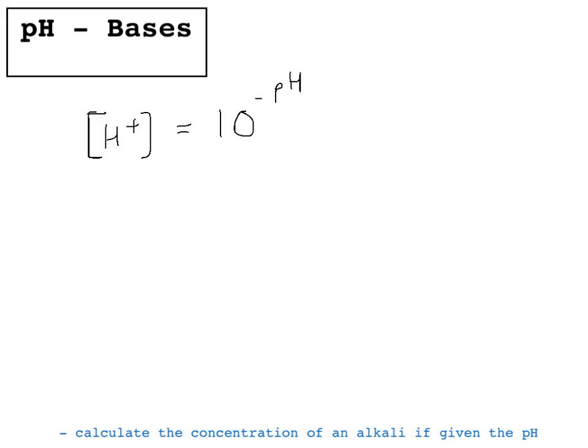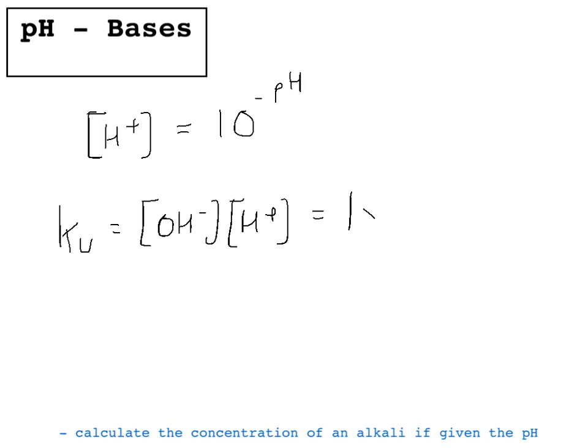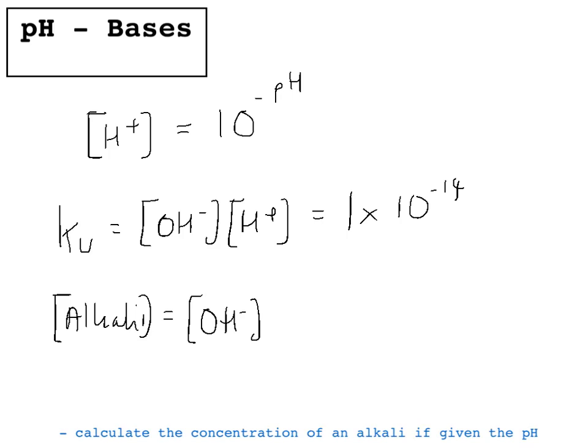Then you're going to put that into Kw. So Kw equals the concentration of OH minus times the concentration of H plus, which generally equals 1 times 10 to the minus 14, but sometimes isn't, and it'll be given to you if it's not. So to work out the concentration of OH minus, which will be the concentration of alkali, the concentration of alkali will equal the concentration of OH minus, which equals Kw divided by the concentration of H plus.